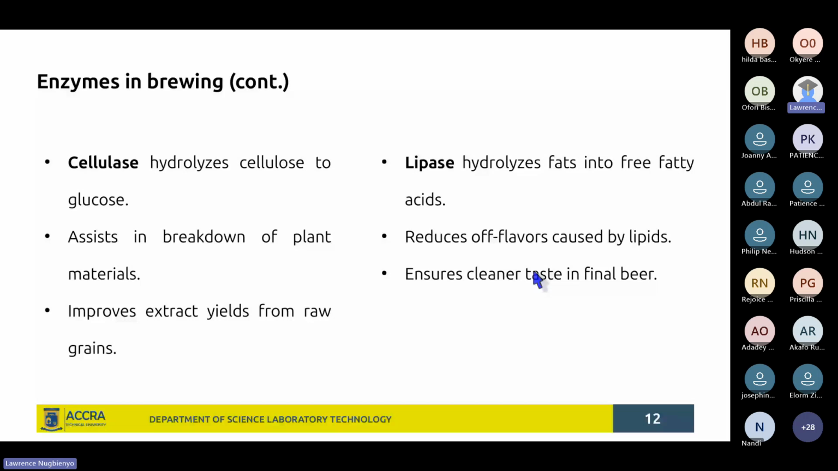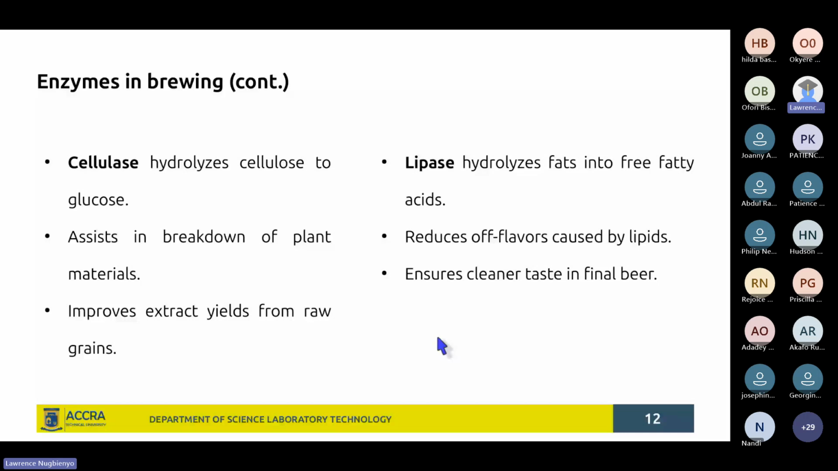such that it doesn't result in the breakdown of shorter hydrocarbon chains, which will result in what we refer to as rancidity, because then you have these short chains that can get oxidized and produce some aldehydes, which will cause some off tastes in the beers. So of course, you have the use of lipases to reduce the off flavors, which can be caused by some of these oxidation processes. So at the end, there will be a cleaner taste in the final beer which is being produced.